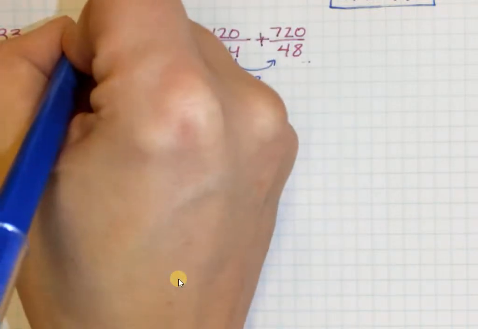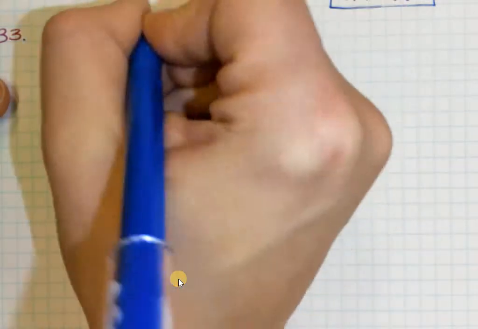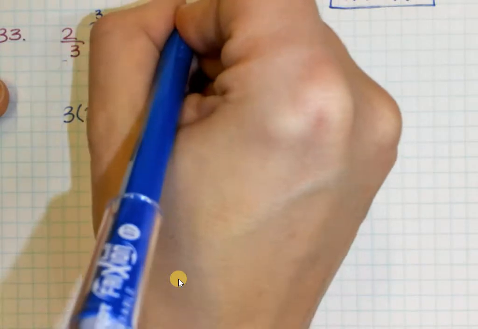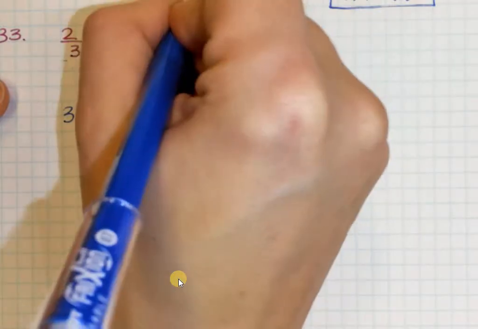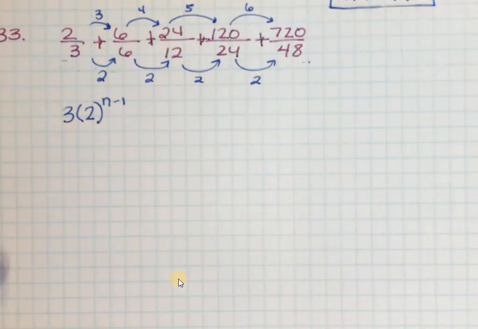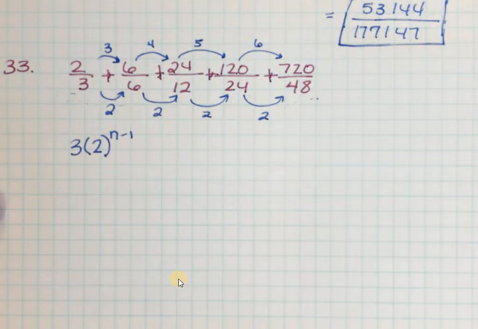What do I do to 2 to get 6? 6 to get 24? 24 to 120? 120 to 720? And when we do that, when we're constantly multiplying by the next number up, what is that?